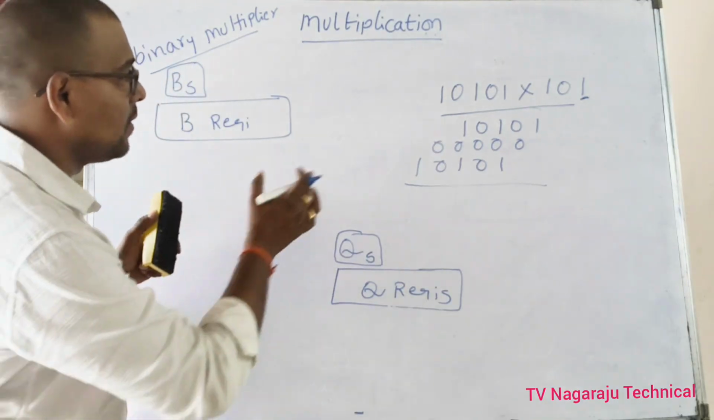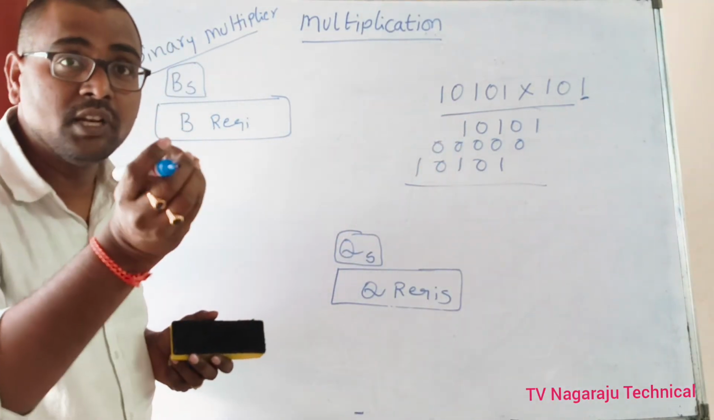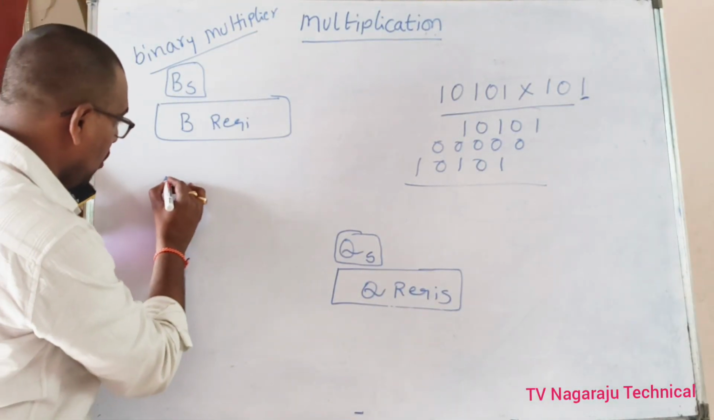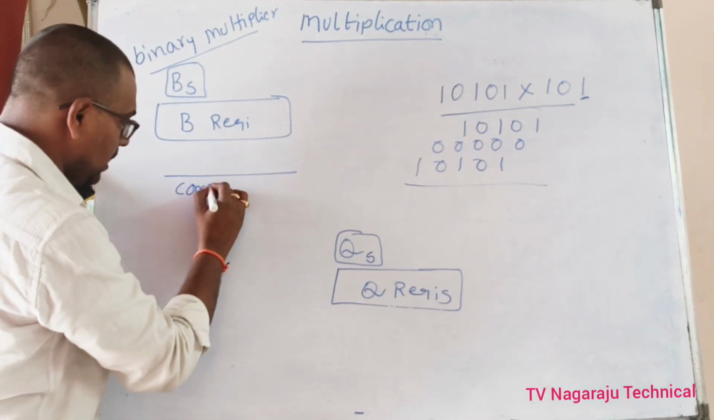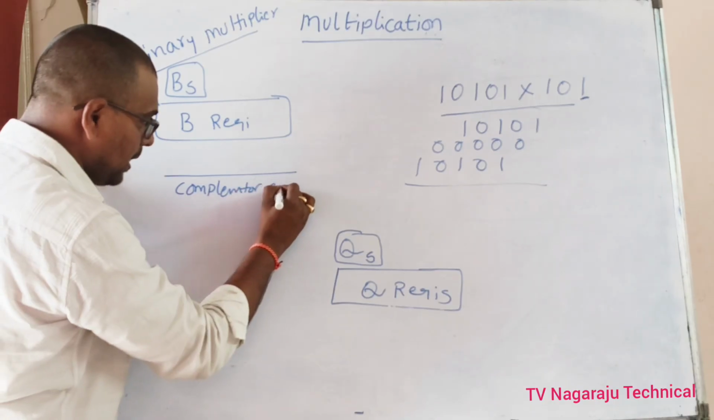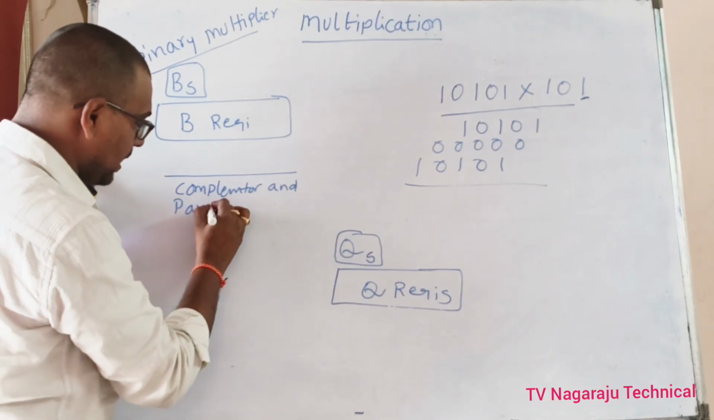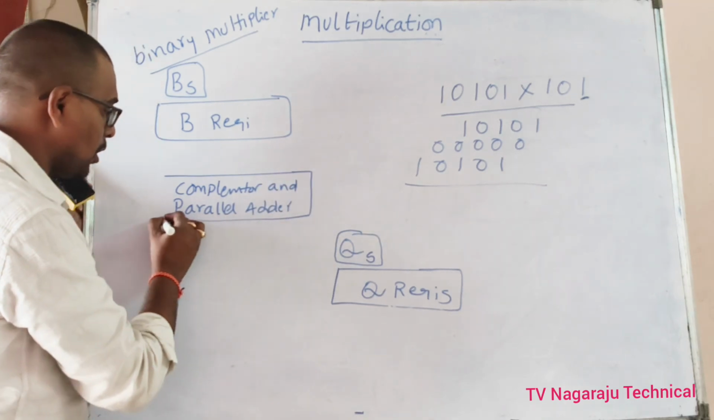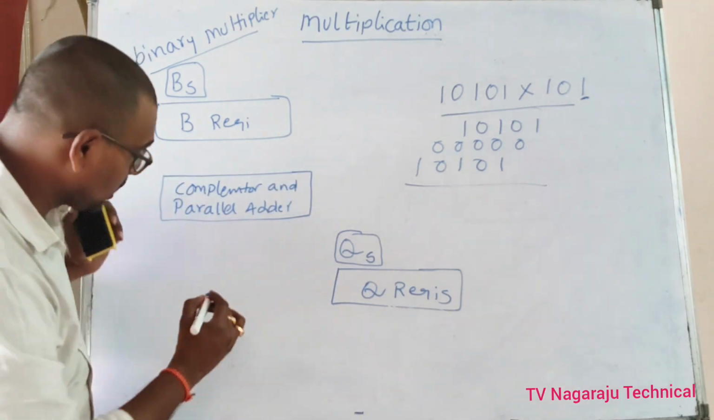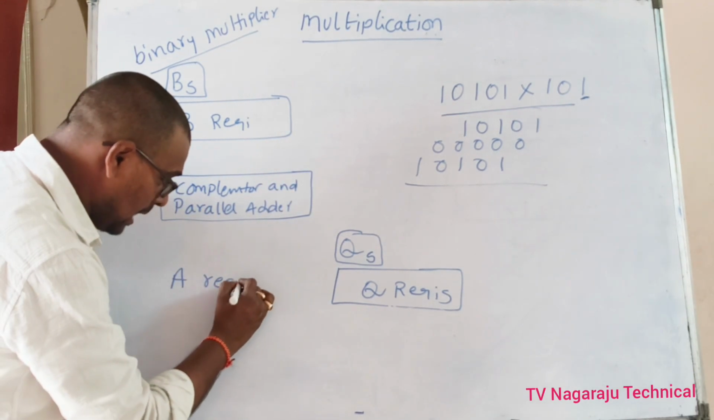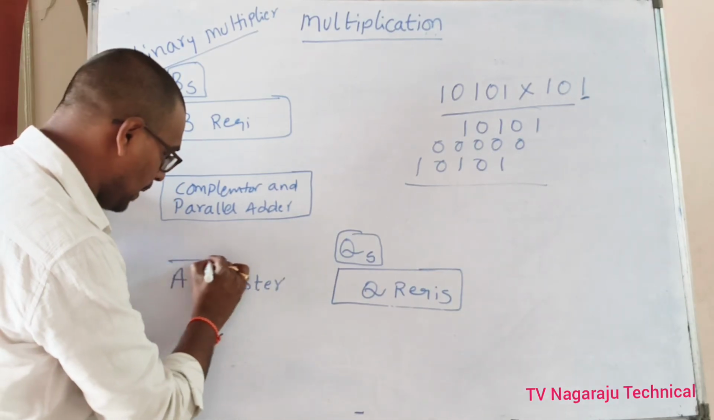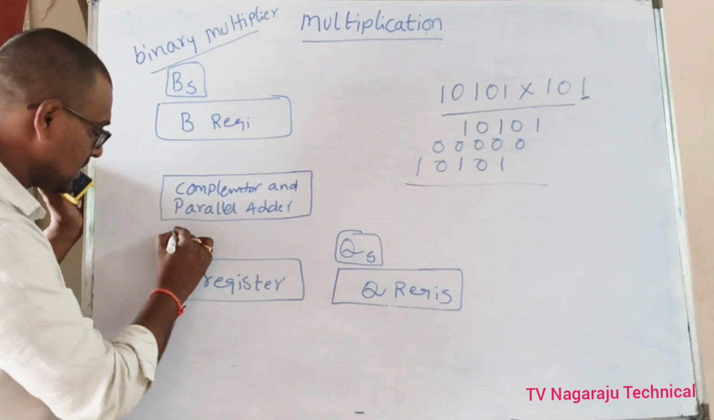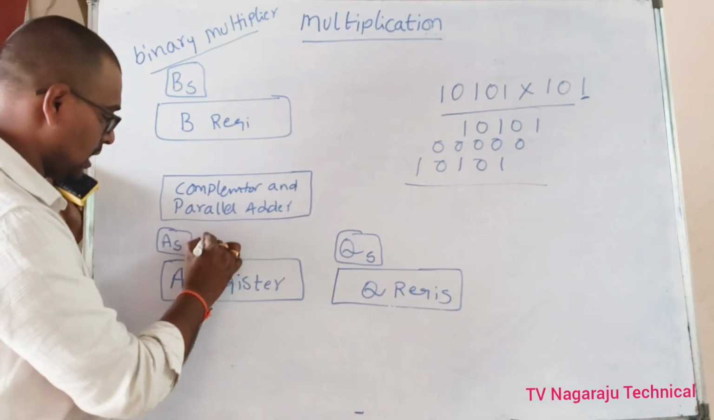Now, if you observe carefully, multiplication is performed by using addition. For that, I am using one complementer and a parallel adder, which is used to add the partial products. Now, where are the partial products stored? For storing the partial products, that is the temporary register, I am using register A. AS is the sign of the register.